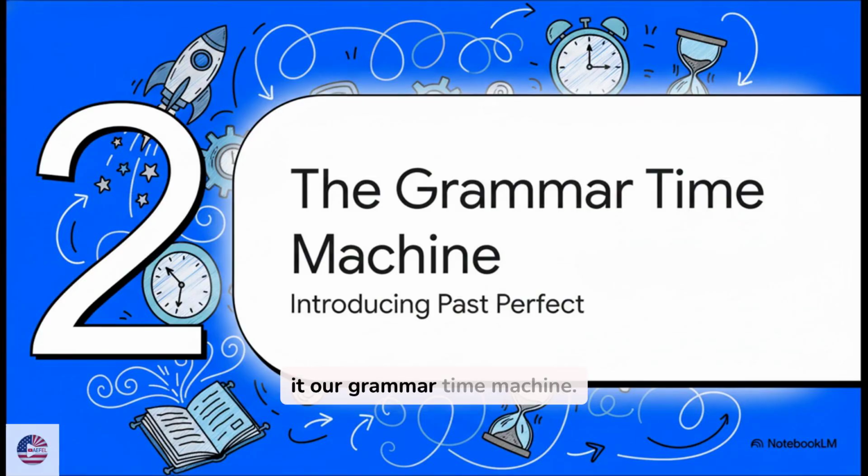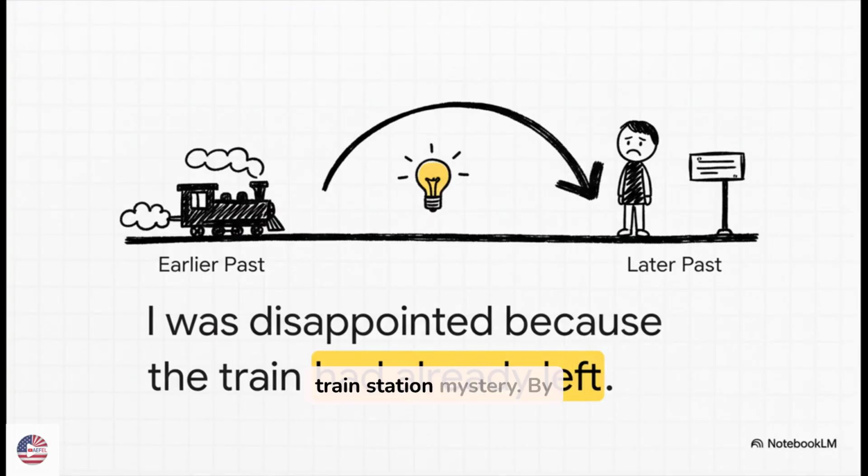Let's call it our grammar time machine. This is the past perfect, and it literally lets you jump backwards in your story to explain something that happened even earlier. So let's go back to our train station mystery. By just adding had already left, we instantly solve it. We finally understand the reason for that empty platform, the reason I was disappointed. The train leaving happened before I even got there. That, right there, is the magic of the past perfect.